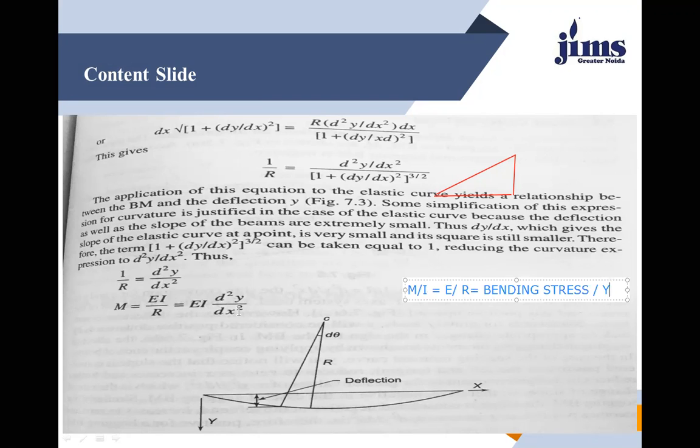By integrating this equation, we can find out the slope dy by dx, and by double integrating this equation, we can find out the deflection y. That is easy for us.